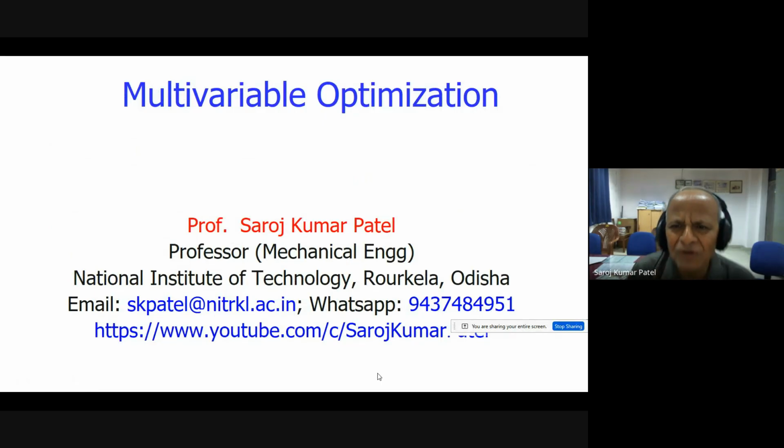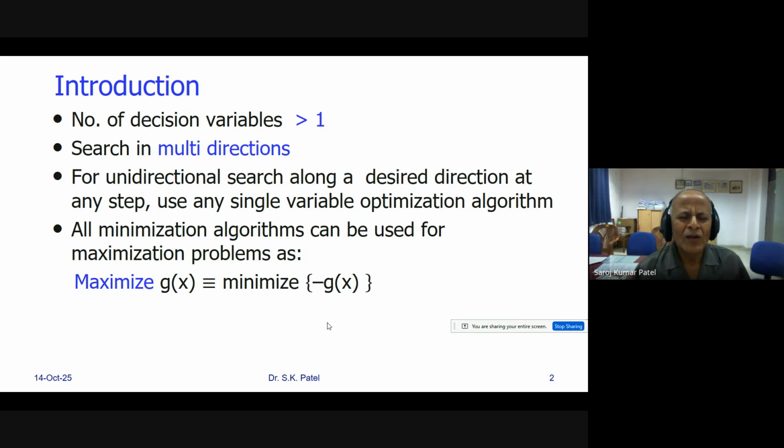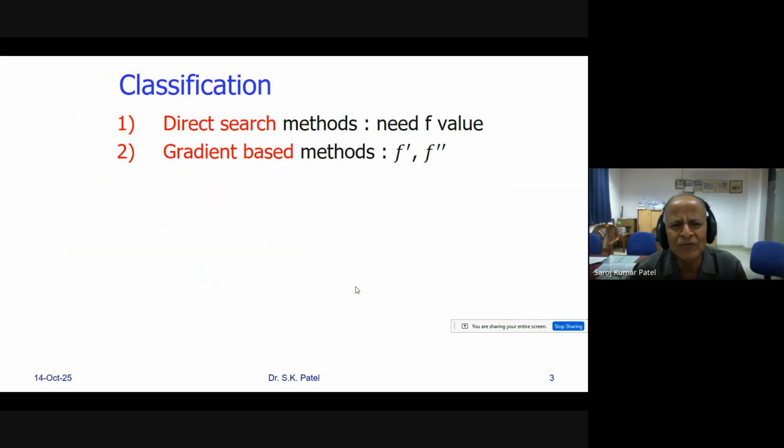Okay, so multivariable optimization. Here the number of decision variables will be more than one. So you have to search in multiple directions. And all the algorithms we are discussing for minimization, using that you can also solve any maximization problem just by modifying the objective function. So maximization of f(x) is as good as minimization of minus f(x). So the algorithm is the same for both maximization and minimization. Just you have to modify the objective function.